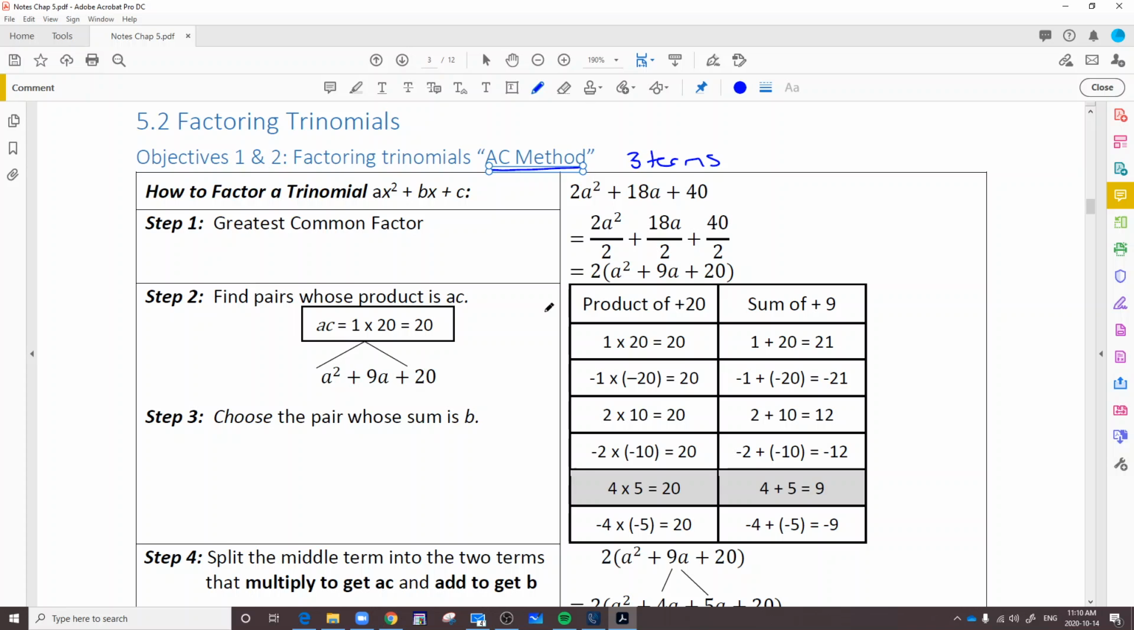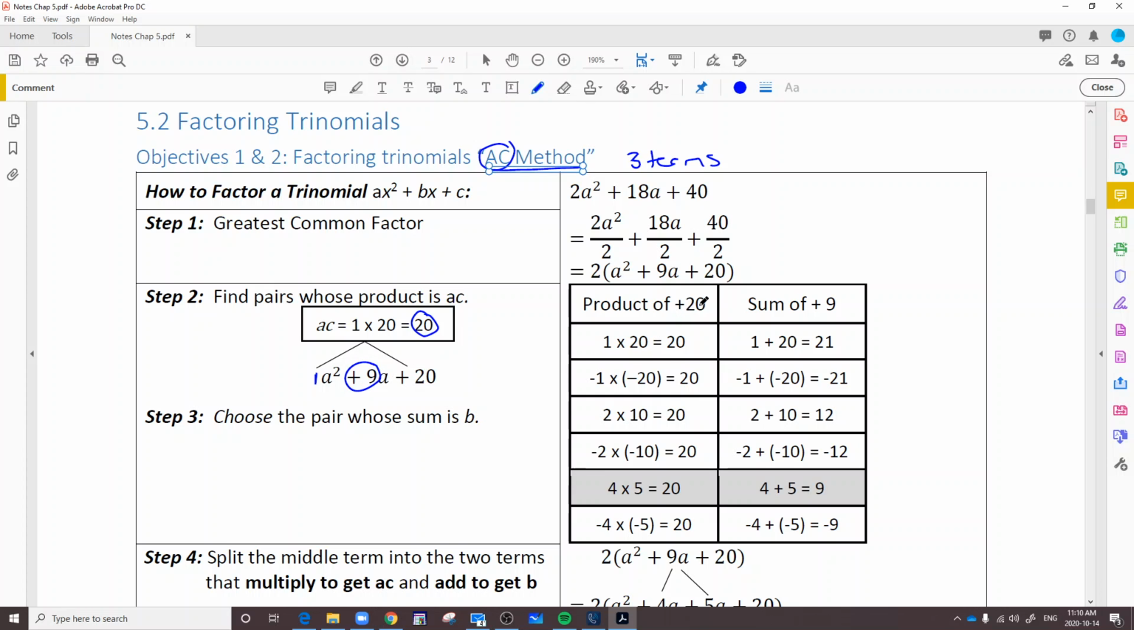Now here's the part that makes it the AC method. So what you do is you take the coefficient on a and you take the constant c and you multiply them together. So the coefficient on a is a 1. And so we've got 1 times 20 is 20. This is our target. This is the AC method because you multiply A by C and you get your target number. Now, you're trying to find pairs of numbers whose product is positive 20, and then you're going to choose the pair whose sum is the middle term, which is B.